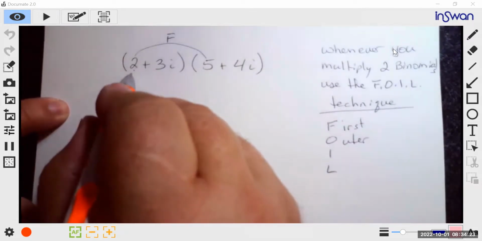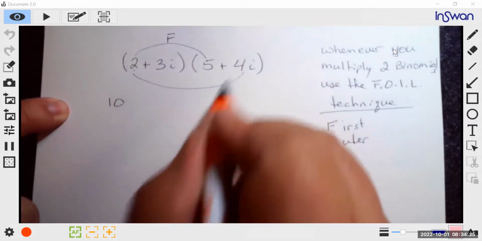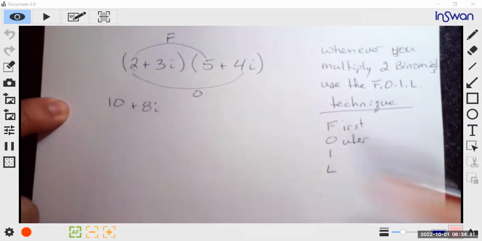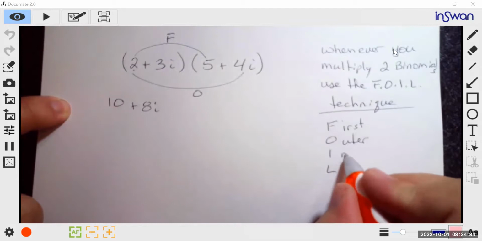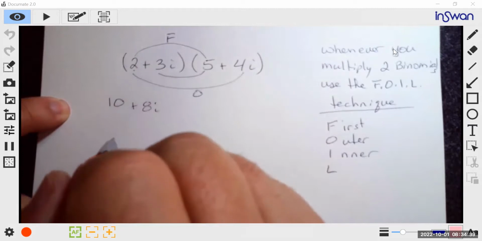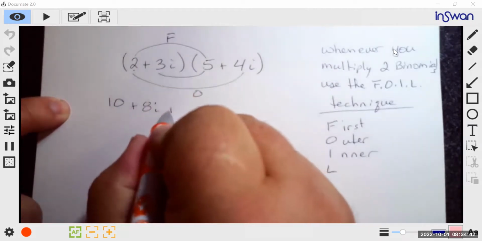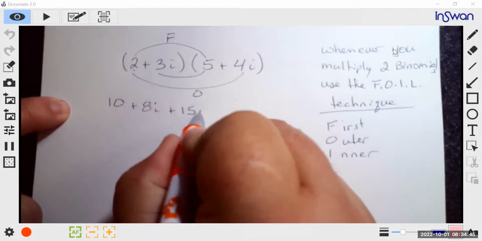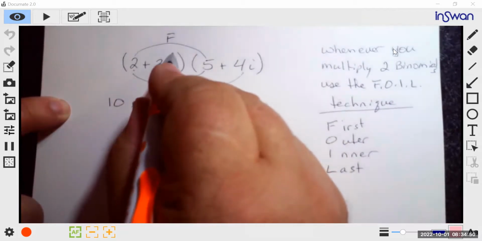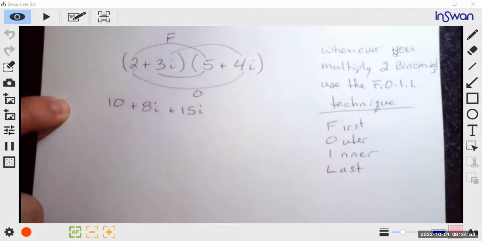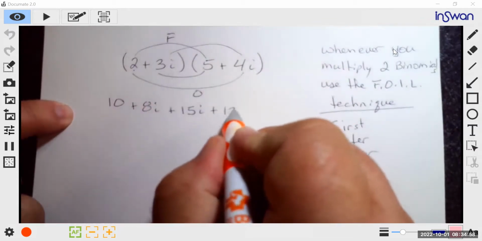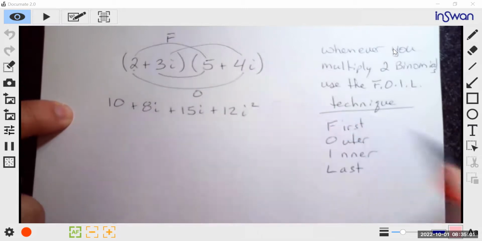Outer. Positive times positive. These are the outer ones. 2 times 4 is 8i. The inner ones, the two close to each other, they're both positive. 3 times 5 is 15i. And the last terms, the 3i and the 4i, they're both positive. 3 times 4 is 12. i times i is i squared.